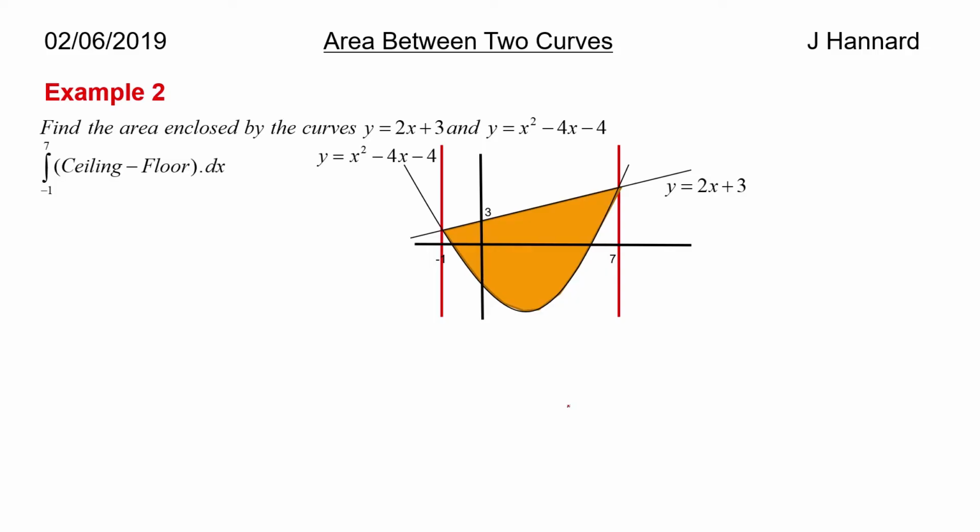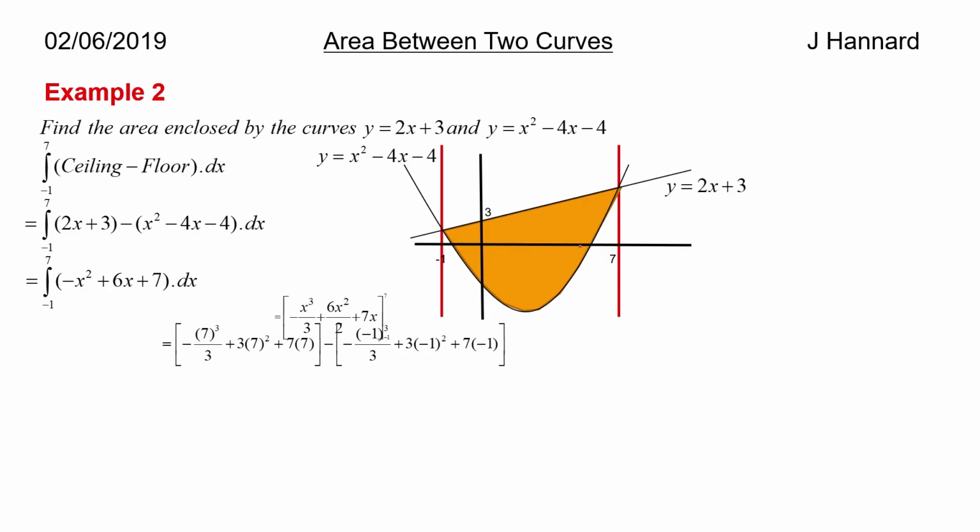We do the ceiling, take the floor. So what is the ceiling in this case? Well, the ceiling is this line here, and we've got the floor, which is the parabola. So we do line take away parabola, and we get that. And then we tidy it up and get minus x squared plus 6x plus 7. And then integrate that with respect to x. Put our 7 through, put our 1 through.